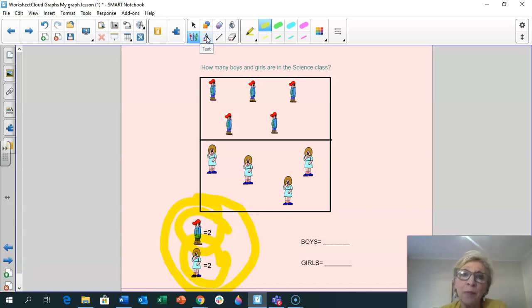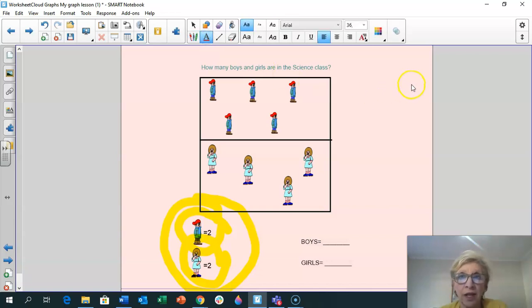It says there, how many boys and girls are in the science class? Well, if each little boy is 2, then there are 5 little boys in the science class, but times 2 is, yes, 10. And there are 4 little girls in the science class, but we have to times them by 2, so there are 8 little girls, and altogether there are 18 children. 10 are boys and 8 are girls, and we can look at that quickly. We can quickly see that there are more boys than girls without having to read one word.